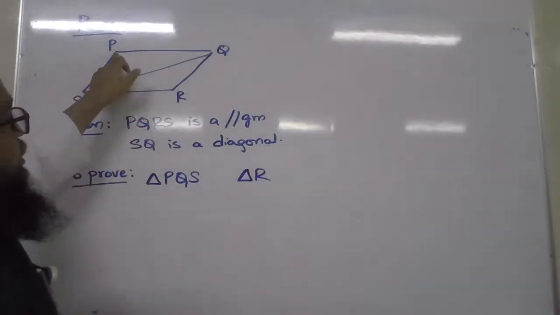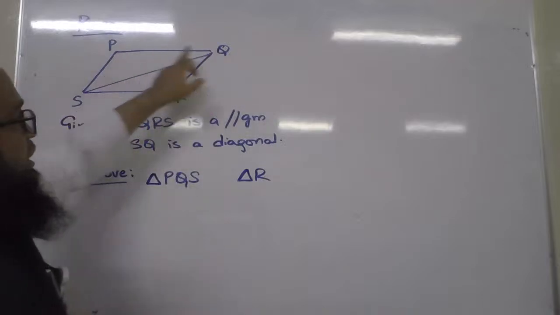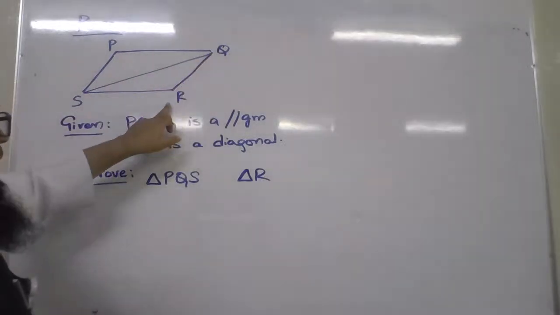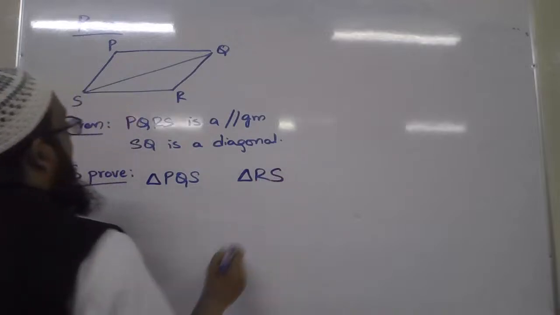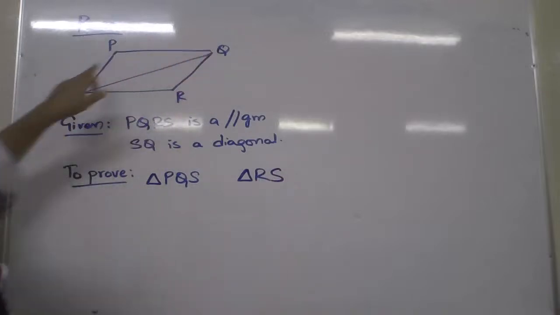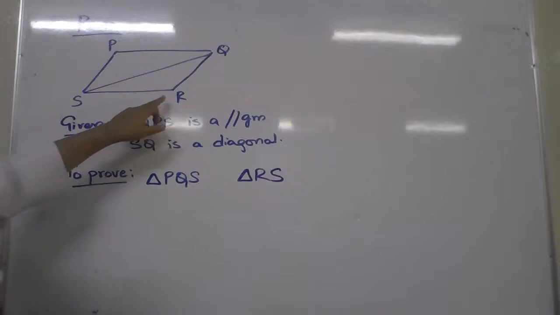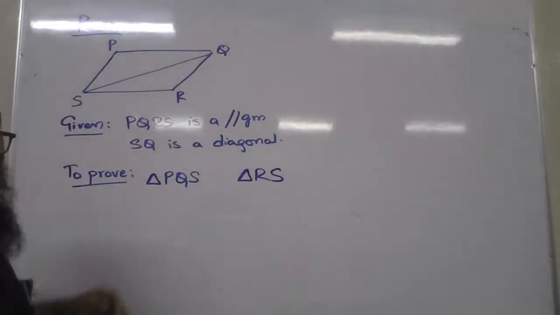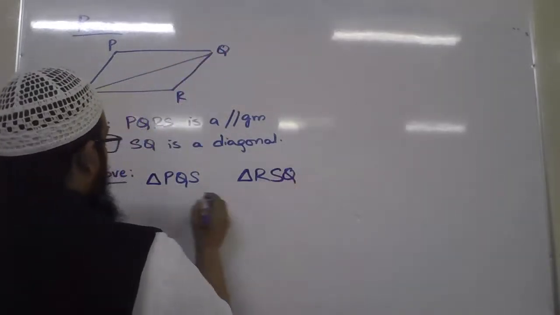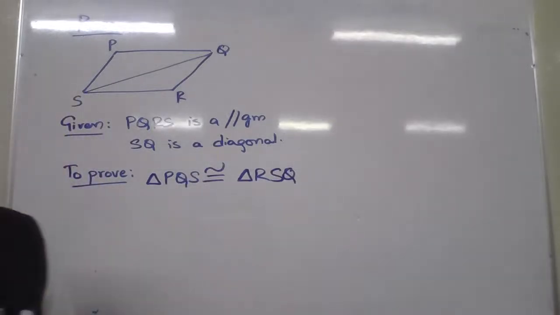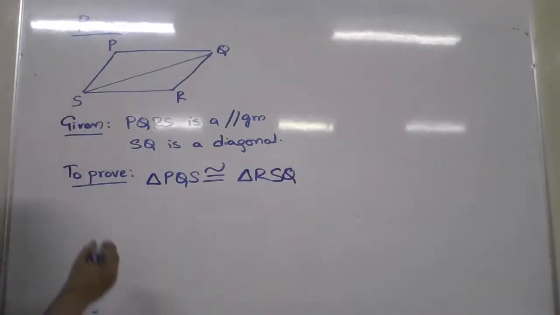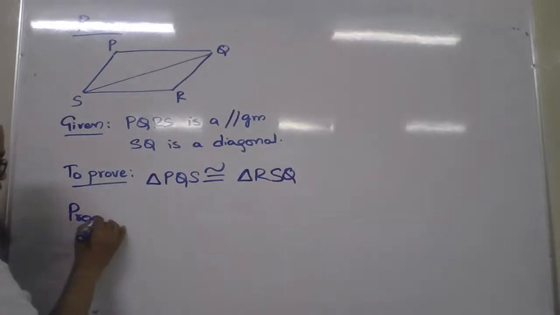Then I am going to the longer side, PQ. So here also I have to go RS. Good boys. And then PQS and RSQ. Good, good, good. So you have to prove that these two triangles are congruent. Understood? Now, let us go for the proof.